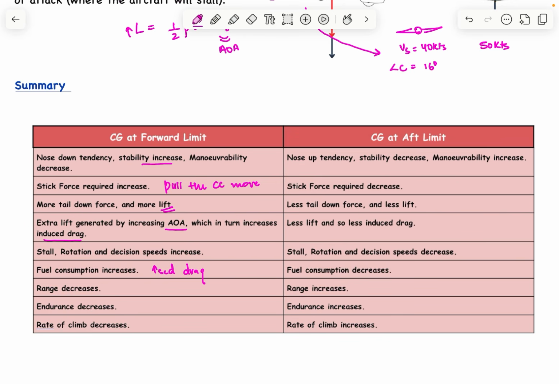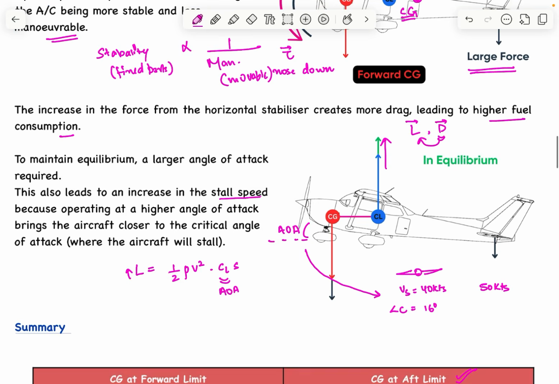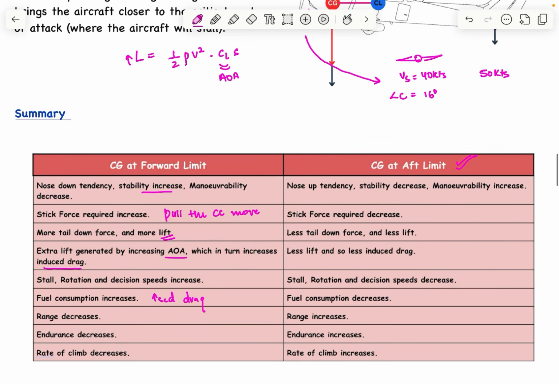If we reverse the case, if we take CG at aft limit, if this is the new CG, then our scenario would be completely different. Our initial torque has now decreased and the amount of stick force requirement now decreases, and thereby we push the control column.